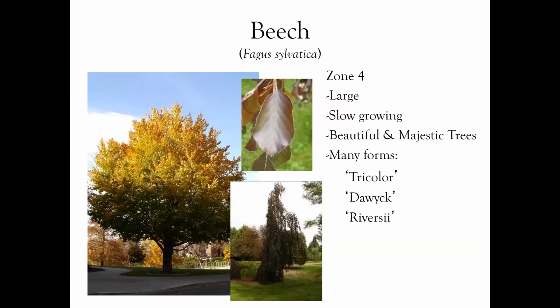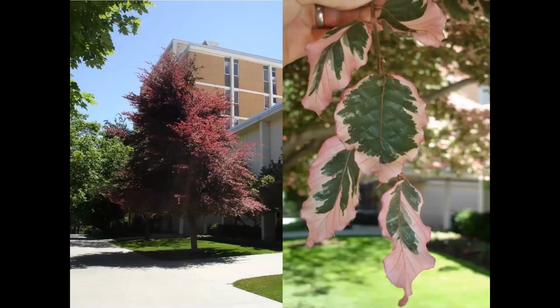There's these weeping forms. They tend to have a very dark green leaf, with the exception of the tricolor beech, which is pictured here on the right, which has the pink and white margins as well as the green leaves. So these are good if they're planted in an area that gets afternoon shade, especially because in the summer those pink and white margins tend to actually dry up, and the leaves can look really tattered and ragged pretty early on in the season.